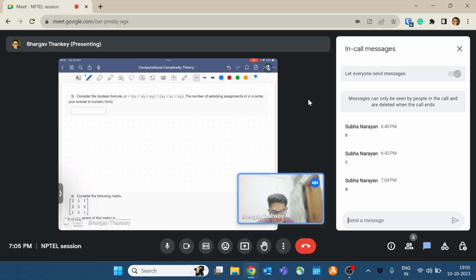The next problem is: consider the Boolean formula phi equals (x1 or x2 or x3) and (x3 or x4 or x5). The number of satisfying assignments of phi is what? I won't ask you for the answer because here we need to work it out. So let's work it out. One way to figure this out is the following. x3 is common in both, right? So let's first fix the value of x3 and see what happens. There are two cases.